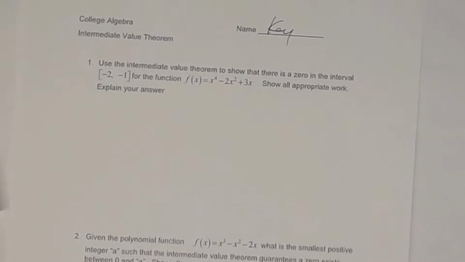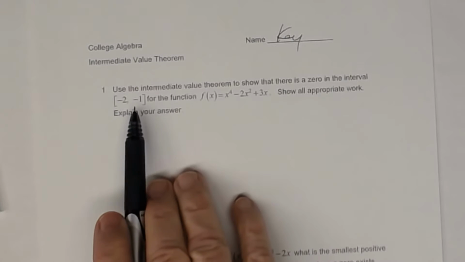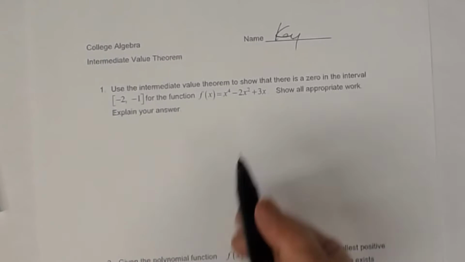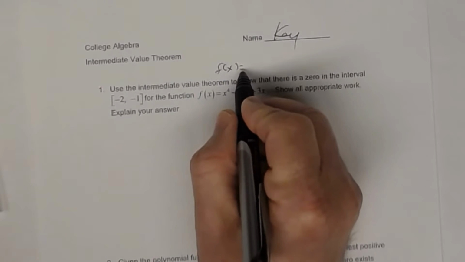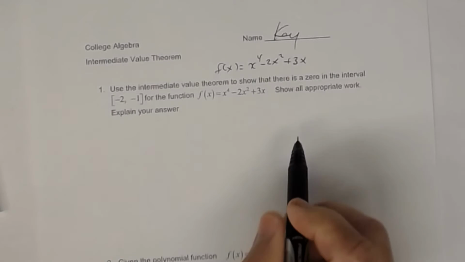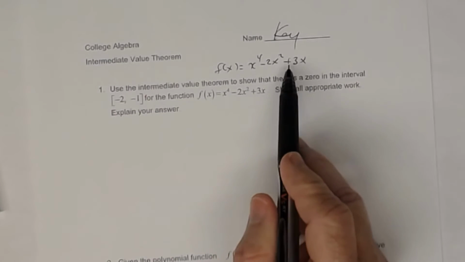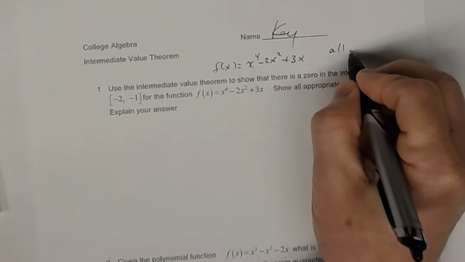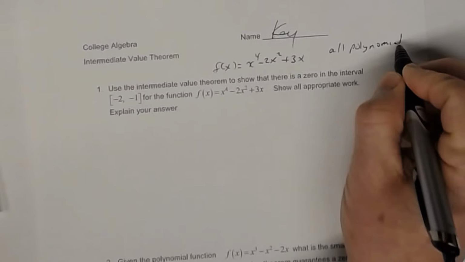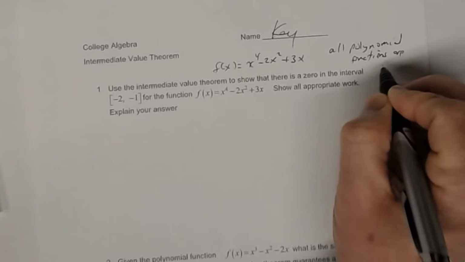This worksheet says, use the intermediate value theorem to show that there's a 0 in the interval -2 to -1 for this function. Here's my function, f of x equals x to the 4th minus 2x squared plus 3x. Now I want you to know that this is a continuous function. All polynomials are continuous. Remember that all polynomial functions are continuous functions.